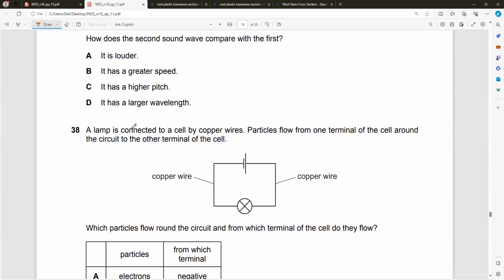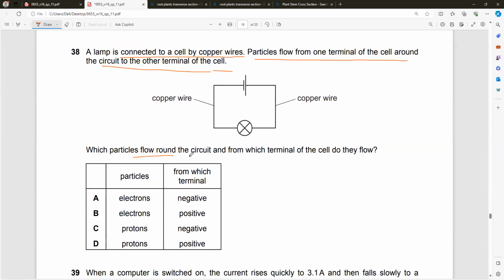So here also again the same. A lamp is connected to a cell by a copper wire. Particles flow from one terminal of the cell around the circuit to the other terminal of the cell. Which particles flow around the circuit and from which terminal of the cell do they flow? Electrons, protons, that is what they are asking.